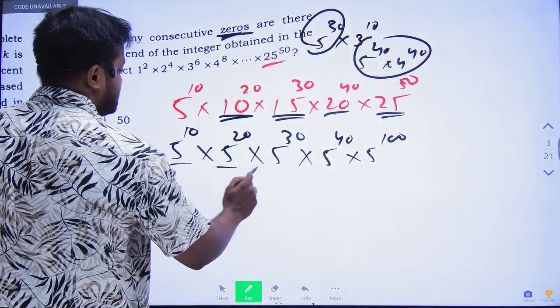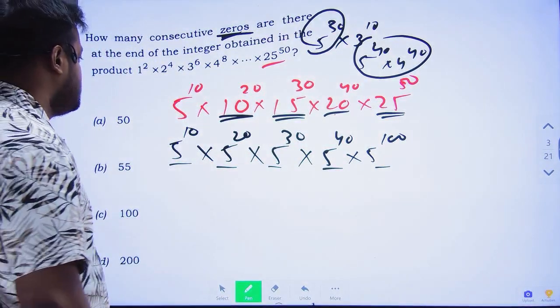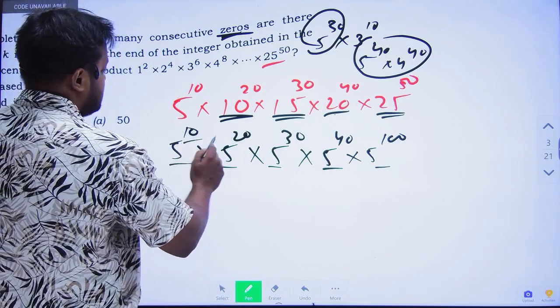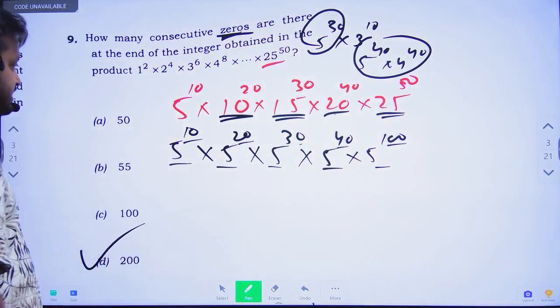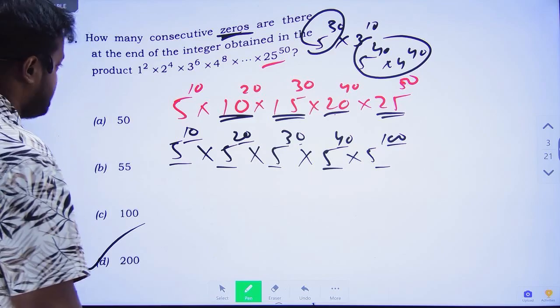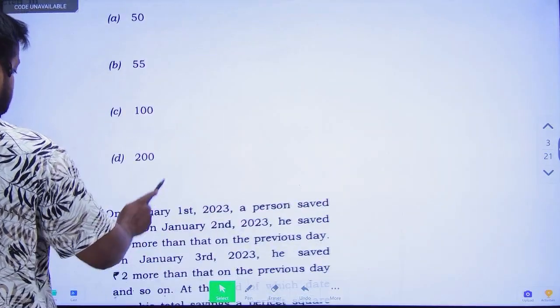As base is same and we are multiplying, so powers I'll simply add. Basic rule of exponents. As base is same, powers will be added. So this is 10 plus 20, 30, 60, 100, 200. Option D is correct. Fine. So this is 200. Next.